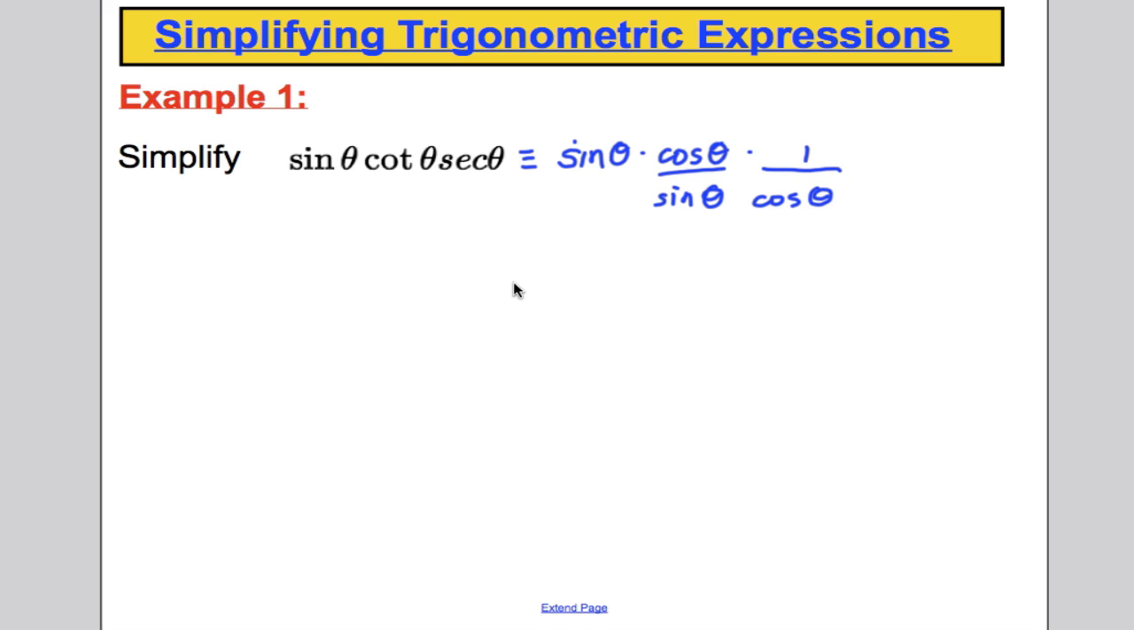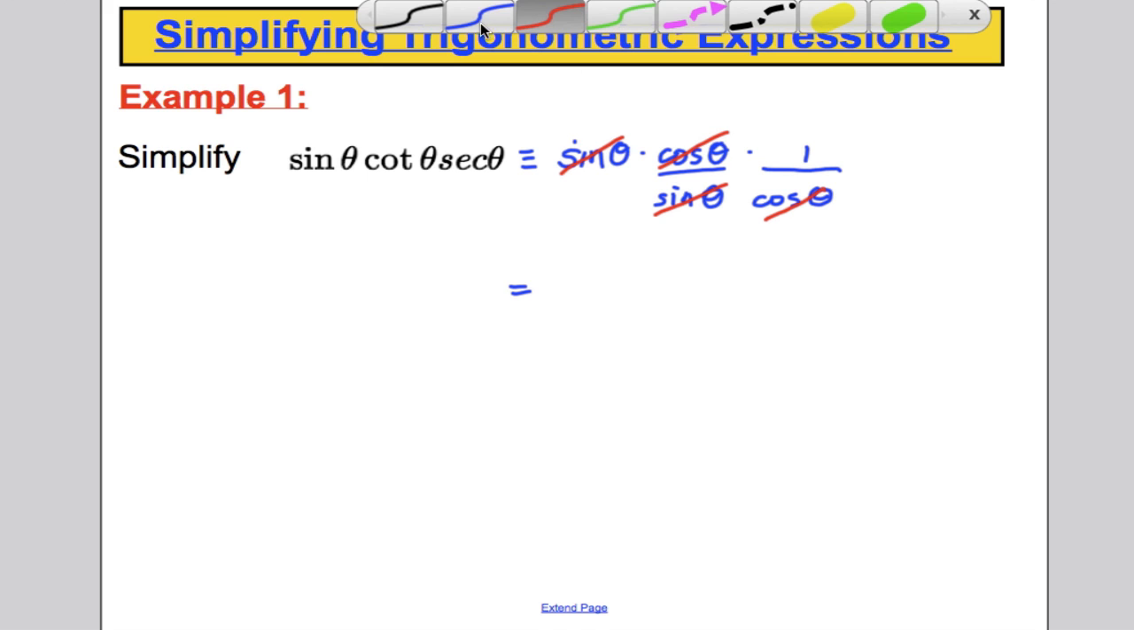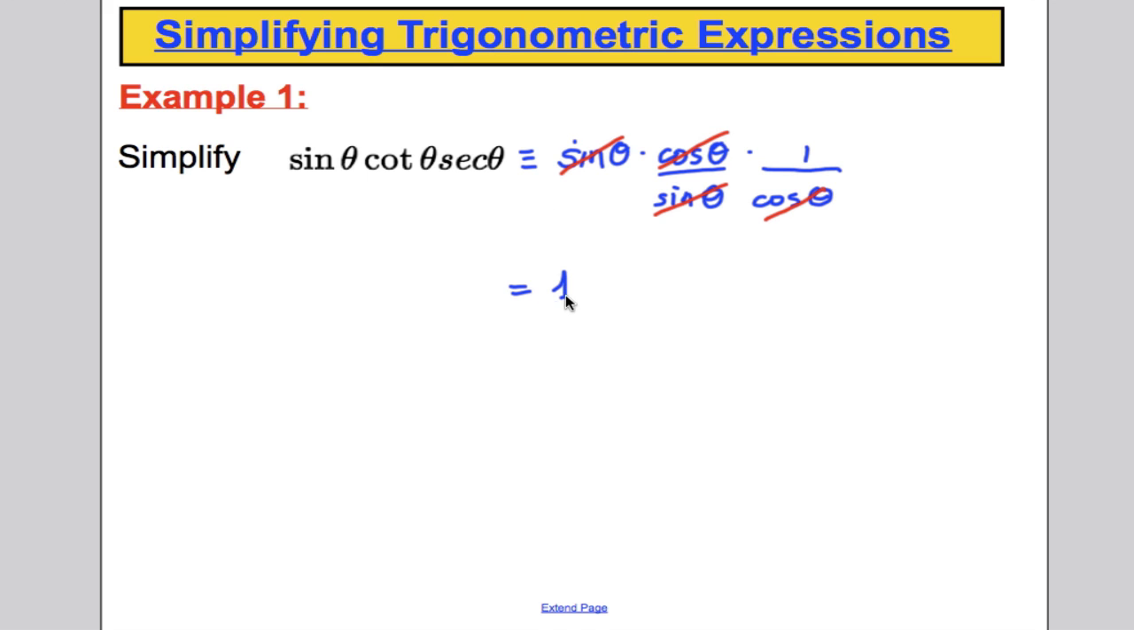And now I can simplify. This is equal to, well, how can I cancel here? There's a sine theta on the denominator, a sine theta on the numerator, a cos theta on the numerator, and a cos theta on the denominator. So I'm left with simply the answer 1. So simplifying sine theta, cot theta, sec theta, well, that's identical to 1. Very simple question. One more example.